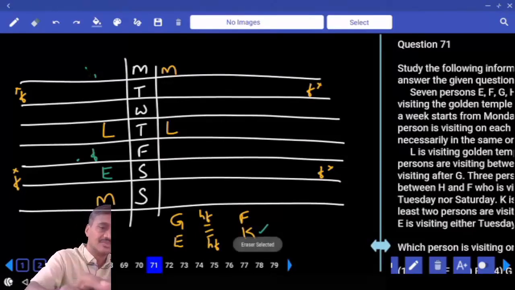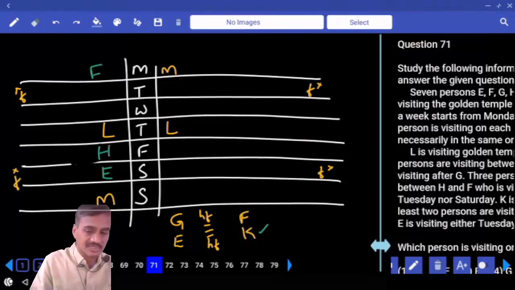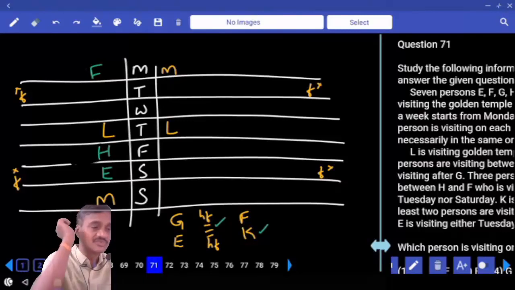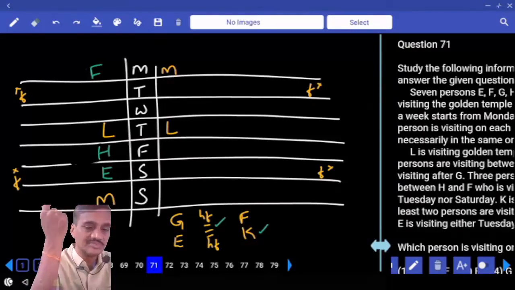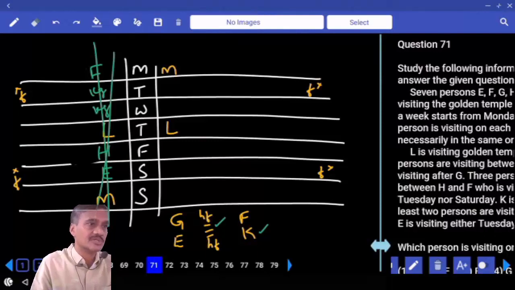Hence, as F cannot be on this place on Friday, hence F must be on Monday. If F is here, H must be here. And next one, now in between G and E, G must be before this one. Now at least two persons between K and G. Finally, K and G were here, and at least two persons between K and G. Is it possible? Hence, this case is completely ruled out.